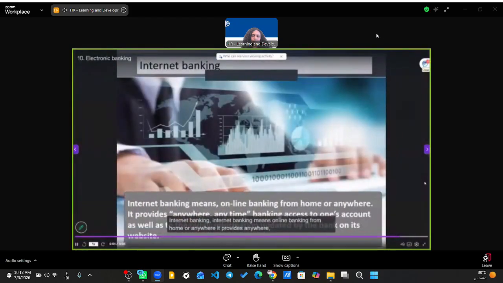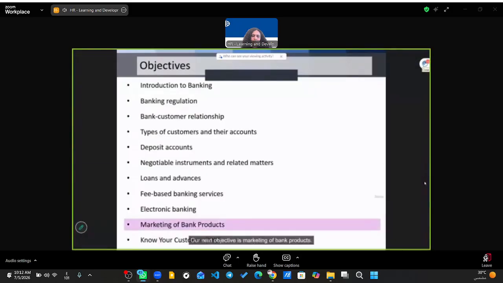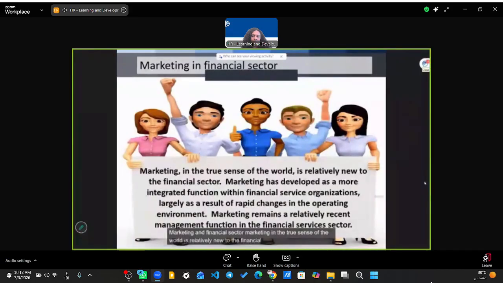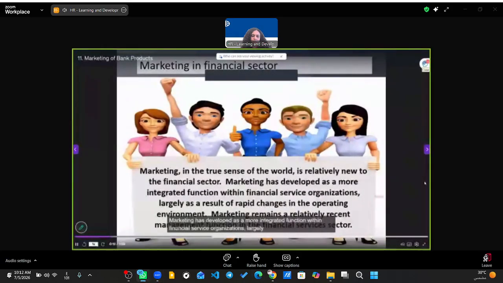Internet banking. Internet banking means online banking from home or anywhere. It provides anywhere, anytime banking access to one's account as well as to the public information updated by the bank on its website. Our next objective is marketing of bank products. Marketing in financial sector. Marketing in the true sense of the word is relatively new to the financial sector. Marketing has developed as a more integrated function within financial service organizations, largely as a result of rapid changes in the operating environment. Marketing remains a relatively recent management function in the financial services sector.